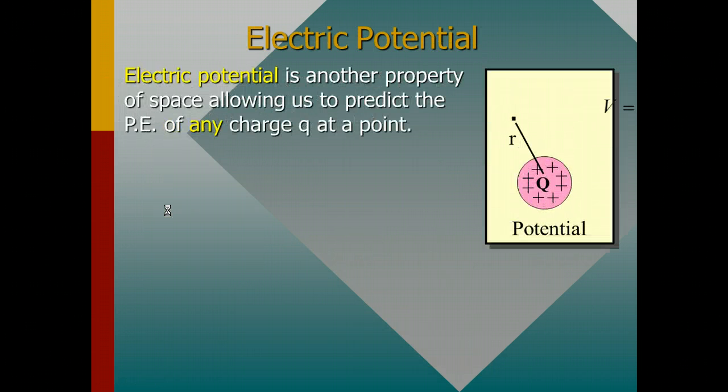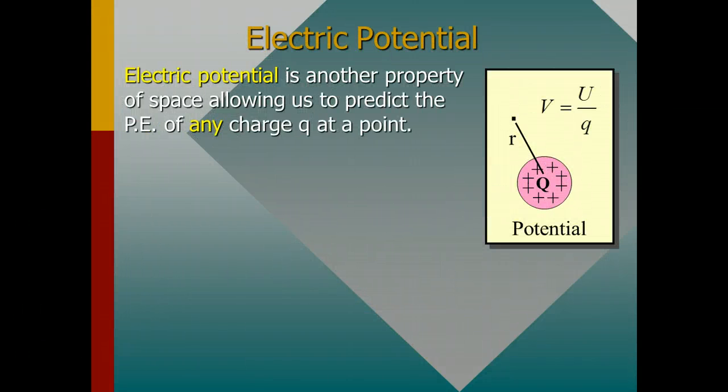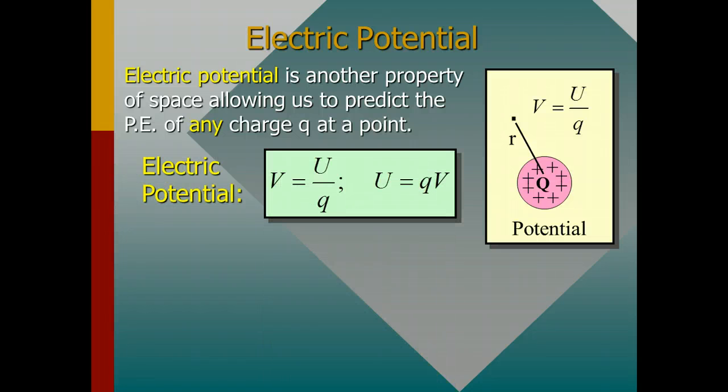We have a similar concept that has to do with potential energy instead of force. So the electric potential is another property of space. It exists independent of what's there, and it allows us to figure out the amount of potential energy that any charge will have at that point. So electric field allowed us to figure out how much electric force there would be. Electric potential allows us to figure out how much potential energy there will be. So we define electric potential, that symbol is V, as potential energy per charge. That is, U equals Q times V.